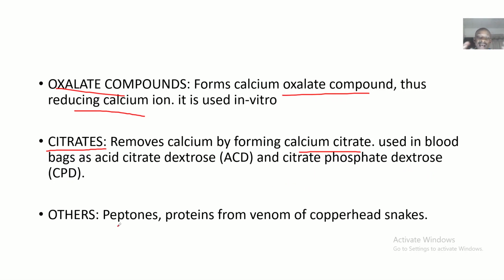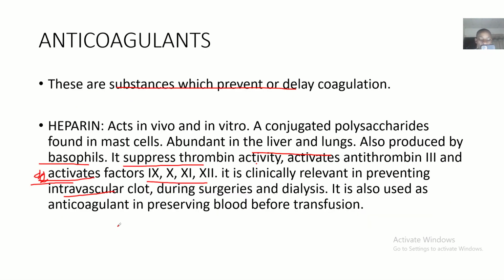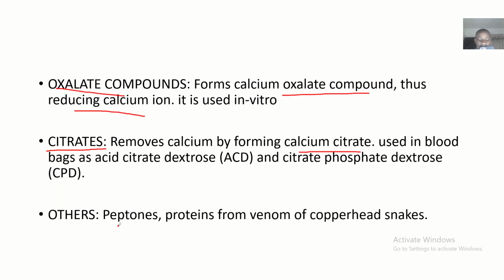Then other anticoagulants include peptones, proteins from the venom of copperhead snakes, and others. Basically, guys, that's our notes on anticoagulants.